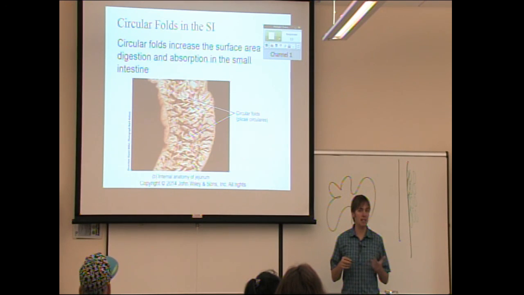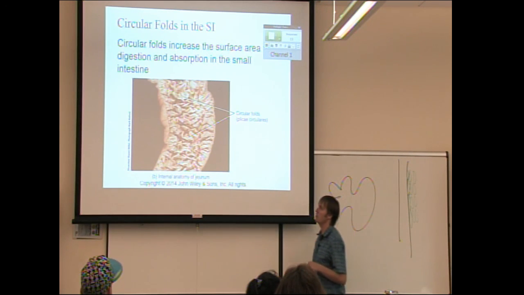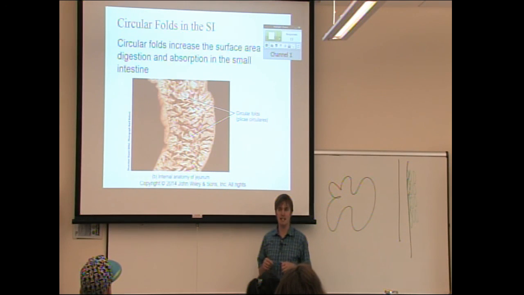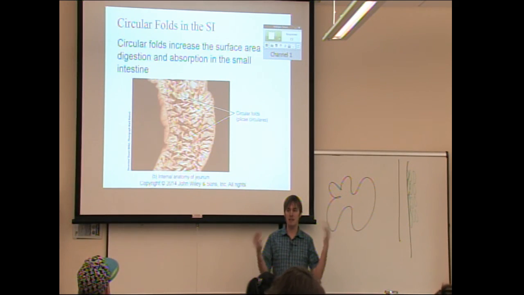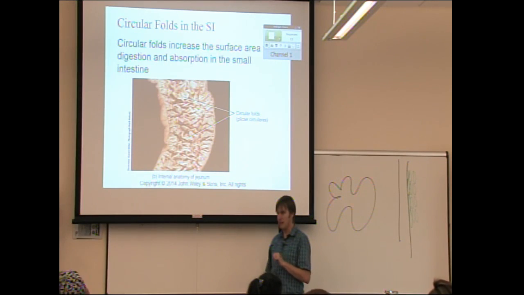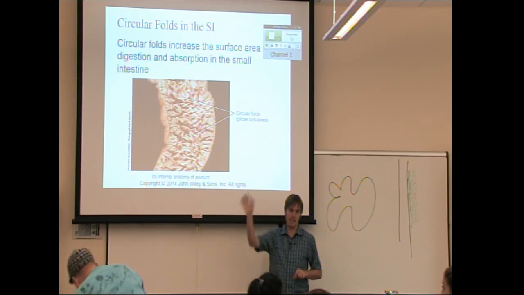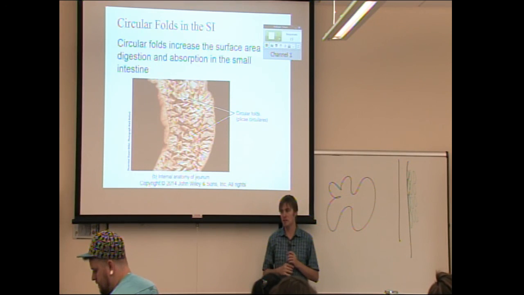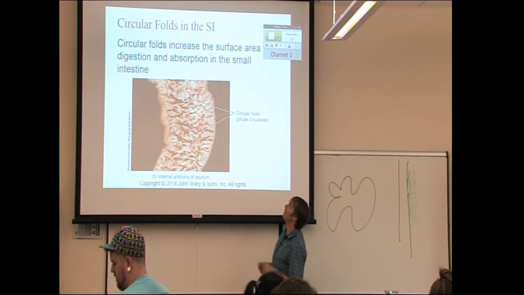It absorbs most, like 90% of the nutrients from your food. So in order to absorb, you need lots of surface area. And so to do that, you've got a lot of invaginations of all these folds. So instead of the food shooting through this hose, it's got to work its way through all these little folds. So pretty cool.